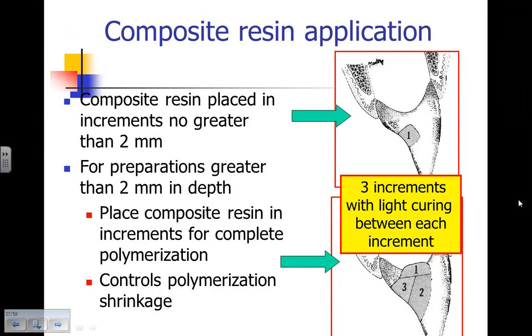We're going to place the composite in our Class 3, and for most Class 3s, they're minimal sized restorations, so we can place one increment to restore. We want to place composite in increments no greater than 2 millimeters to minimize polymerization shrinkage. In larger Class 3 preparations, as we can see in the lower right-hand side, we're actually applying 3 separate increments, light curing between each increment to control polymerization shrinkage.